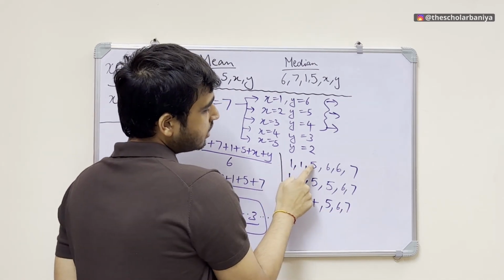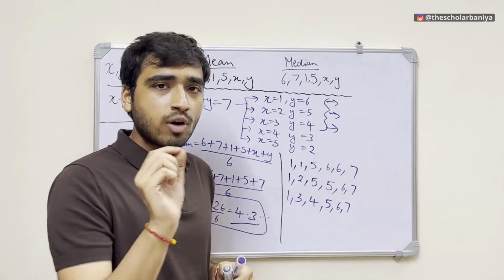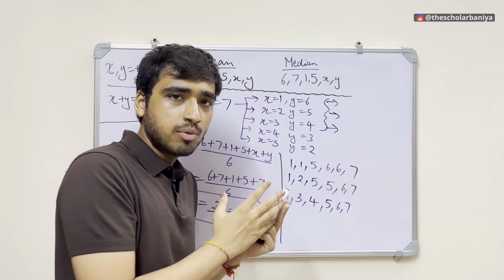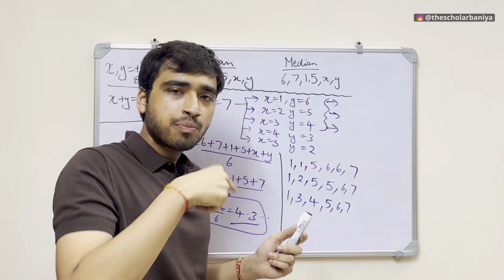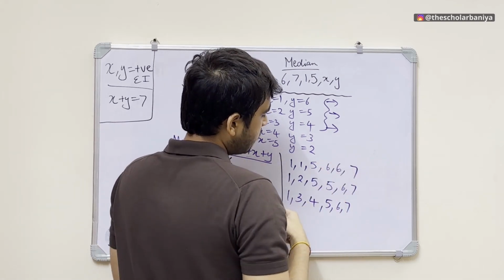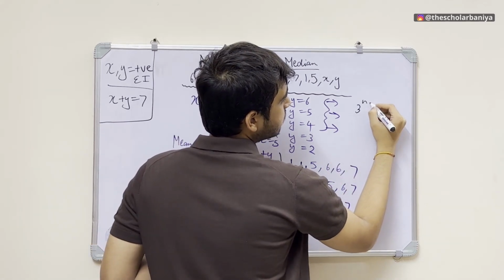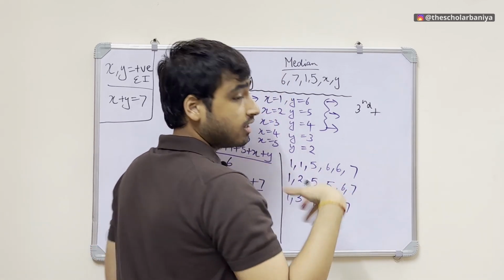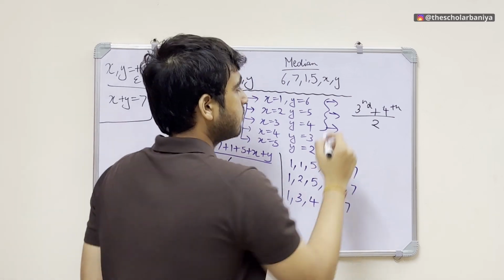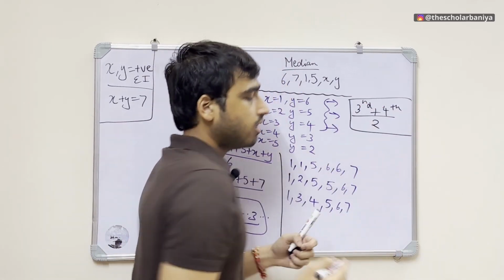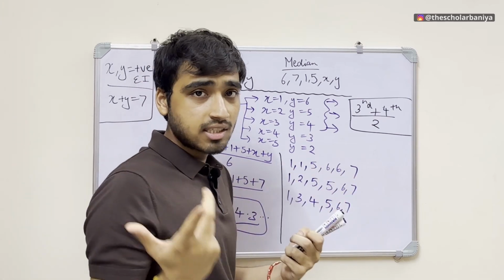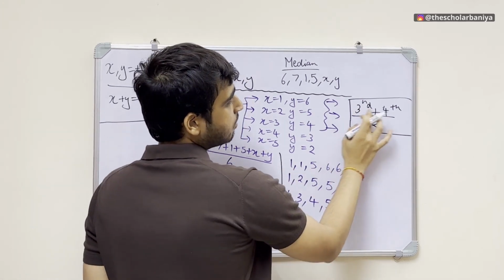So there are 1, 2, 3, 4, 5, 6. There are 6 numbers. So I told you when the count is an even number, what we do is we do n by 2. So that is 6 by 2, which is 3, right? So over here we have 6 numbers. So the third term plus the next term, which is the fourth term, by 2. This is the median, right? This is the median for an even number of numbers, right? So for that case, the third plus fourth by 2.